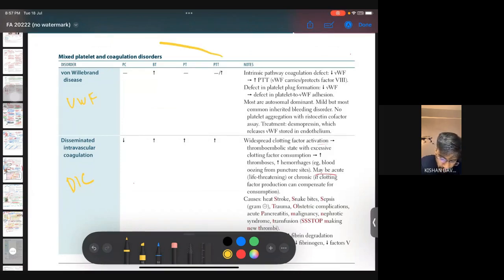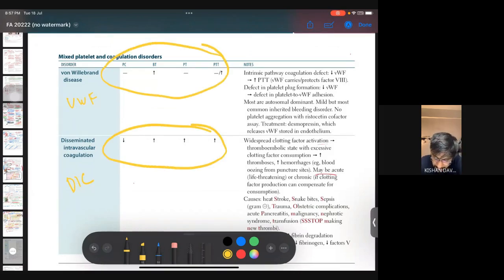First of all, you need to focus on the lab values. Lab values are very important because this is the only thing that will help you solve these questions and diagnose it. Okay, now coming to what is given in the notes. Intrinsic pathway coagulation defect. Decrease in VWF, increase in PTT. Okay, why intrinsic pathway? Because VWF has association with factor 8. Okay, now defect in platelet plug formation, decrease in VWF, defect in platelet to VWF adhesion, everything will occur.